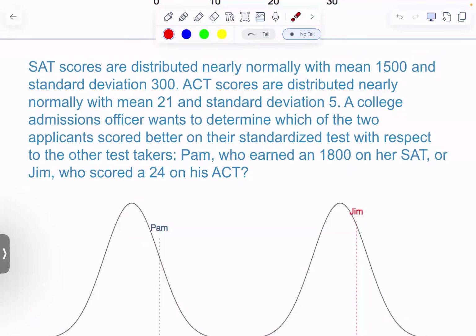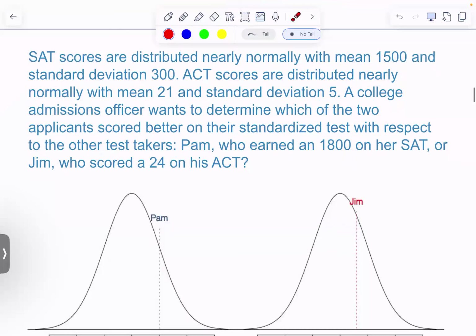Beyond doing this question every term, I'm not very familiar with the SAT scores and the ACT scores. So I don't know, you don't have to be, clearly.